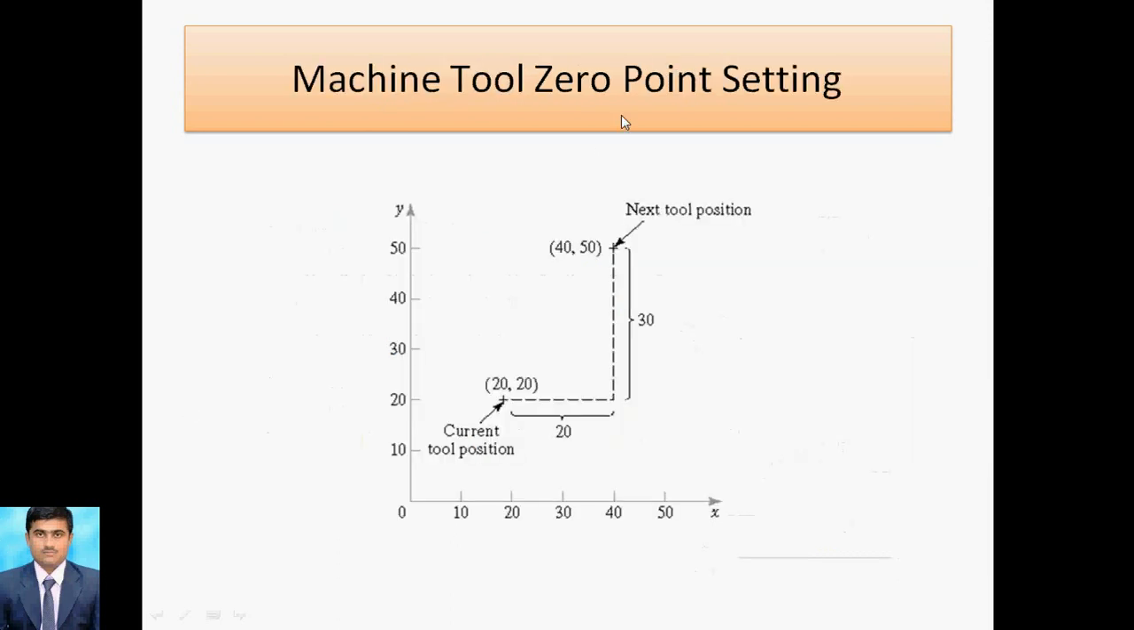The next topic is machine tool zero point setting. The zero point is the reference point, or I can say the machining point. This is 0,0. The current tool position is 20, 20. So we can take the tool above and then go to that 0,0 point.